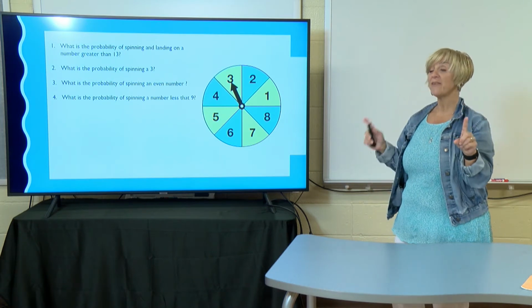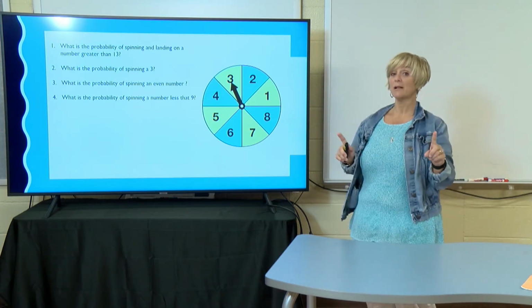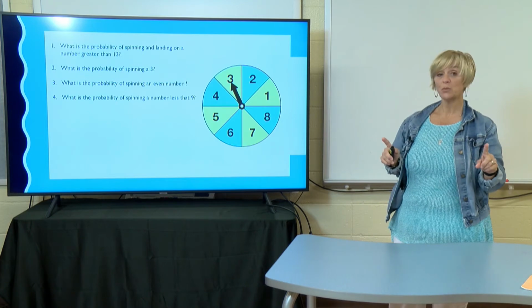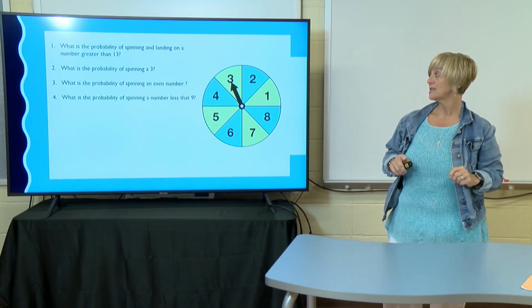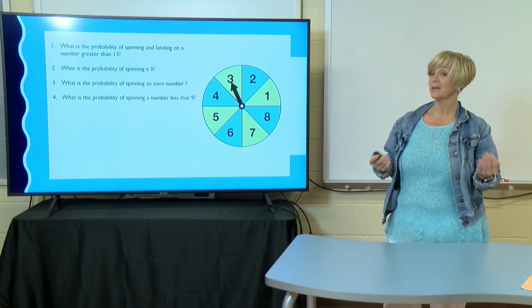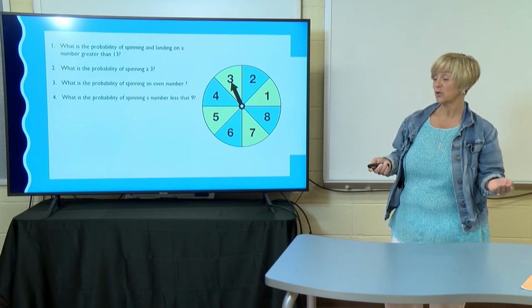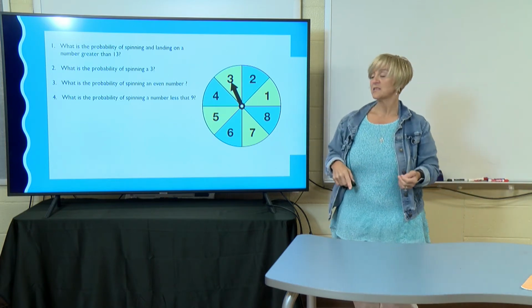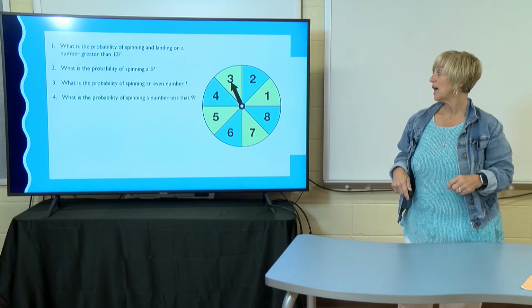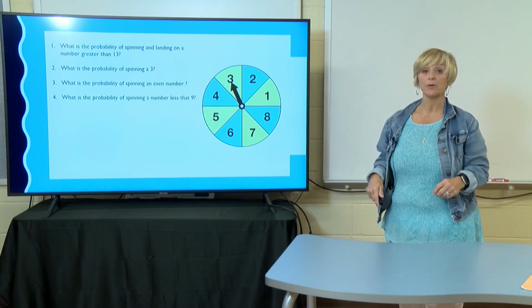So a 1 out of 8 chance is an unlikely event. So number 2 would be unlikely because the probability of spinning a 3 is not really good odds for you. Number 3 says, what is the probability of spinning an even number?